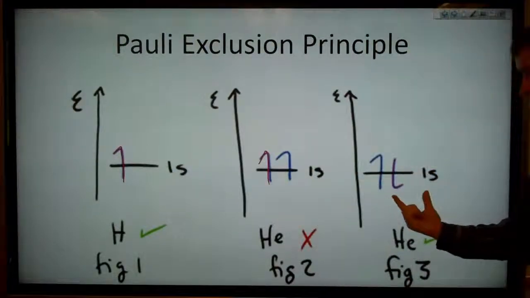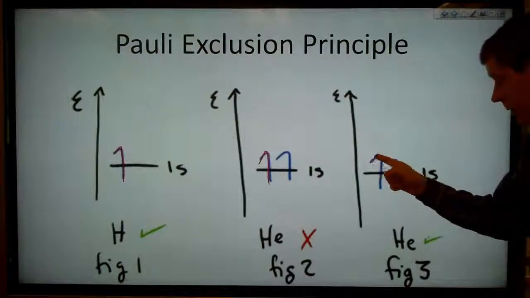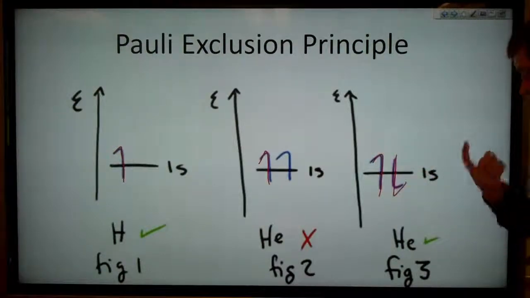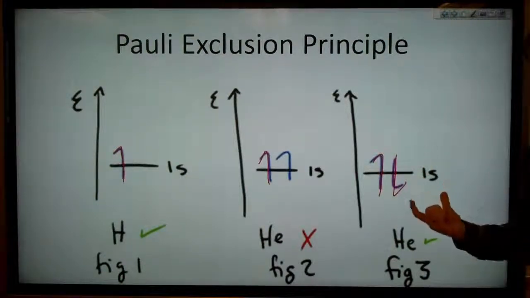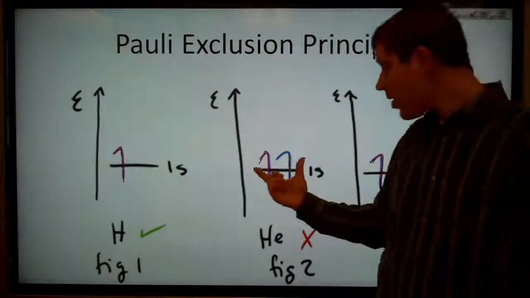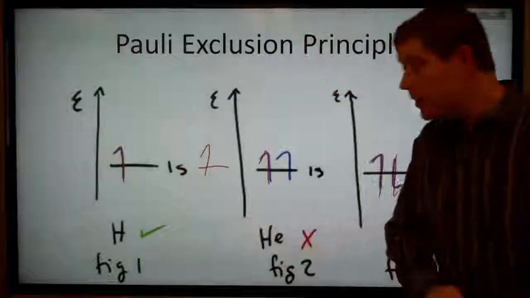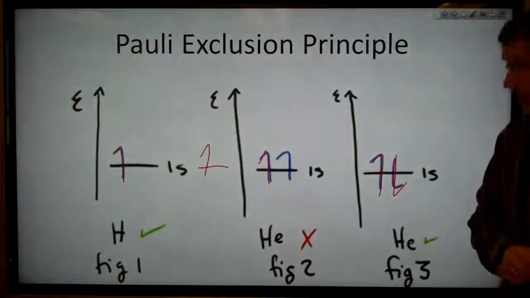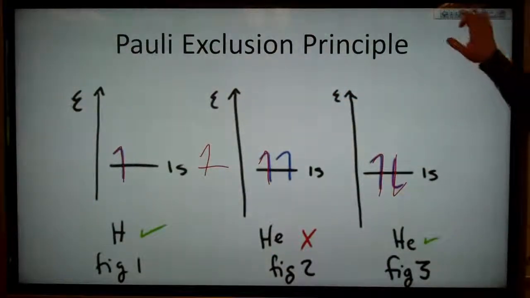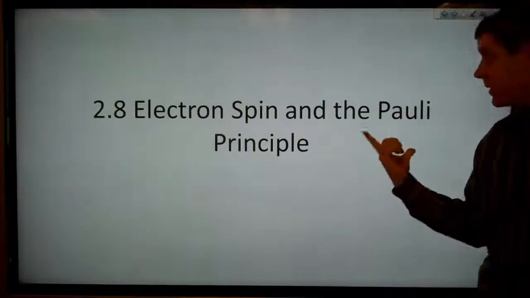We have to put in that second electron spin down. So we put in our first one spin up, our second electron has to be spin down within that orbital. If we had another orbital that was at the same energy, we could put that other electron in spin up and we'd have no problem. So that was electron spin and the Pauli principle.